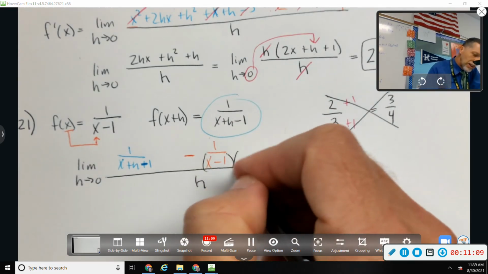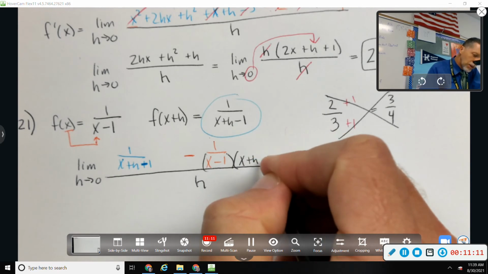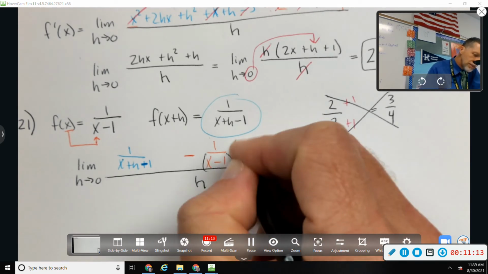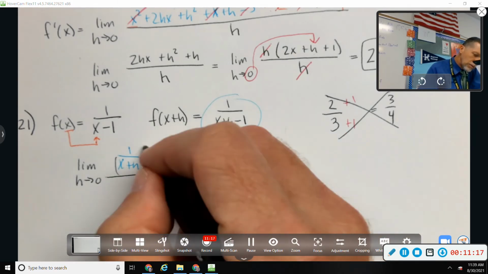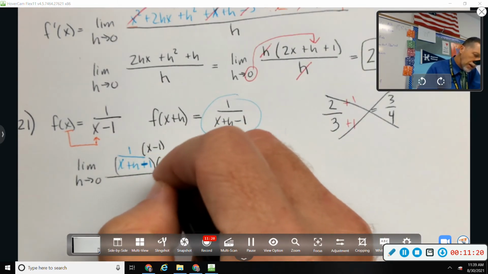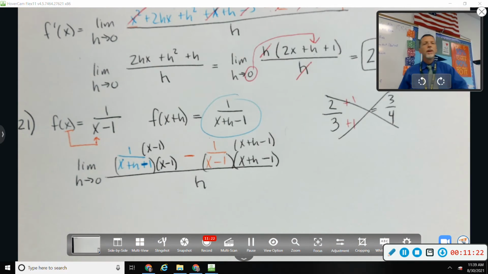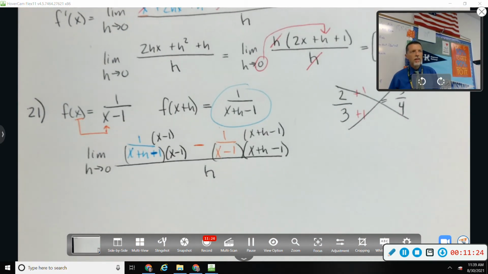So we're going to have to multiply the second one by x plus h minus 1, top and bottom. First one will multiply top and bottom by x minus 1. Again, the caution that this isn't so much a calculus problem as an algebra problem. The calculus problem is getting it to where I can plug in 0 for h. That's the easy part. The algebra problem is adding crazy fractions.